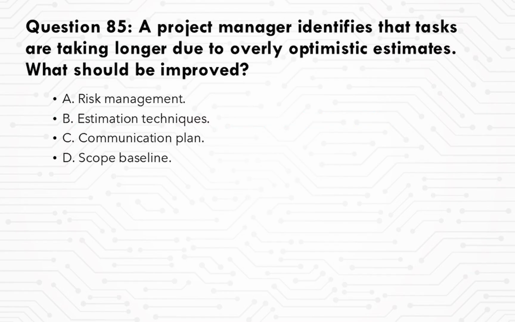Question 85. A project manager identifies that tasks are taking longer due to overly optimistic estimates. What should be improved? A. Risk management. B. Estimation techniques. C. Communication plan. D. Scope baseline. Answer: B. Poor estimation leads to unrealistic timelines.